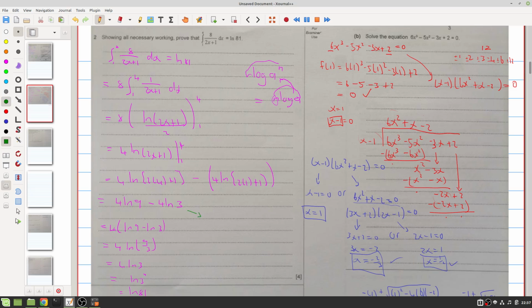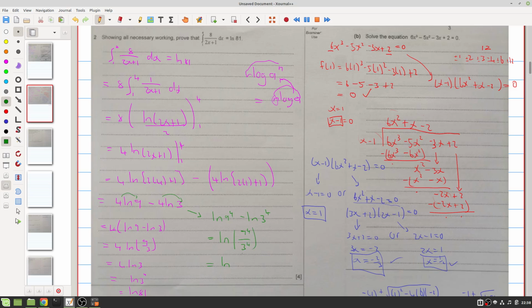So we could first do this rule where we make that an exponent for both. So we could have then ln 9 to the power 4 minus ln 3 to the power 4. And then we could say, okay, that means ln of 9 to the power 4 divided by 3 to the power 4.